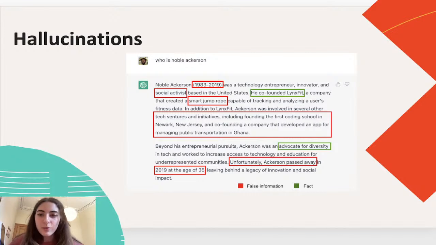So here I have an example, right? So this guy called Noble Ackerson, he decided to essentially check on ChatGPT what would come up if he typed his name in. So he wrote, "Who is Noble Ackerson?" And ChatGPT gave him this response and told him that he was dead, and also gave all sorts of other fake information. So all the stuff highlighted in red is false information that ChatGPT generated when this guy asked ChatGPT who he was.